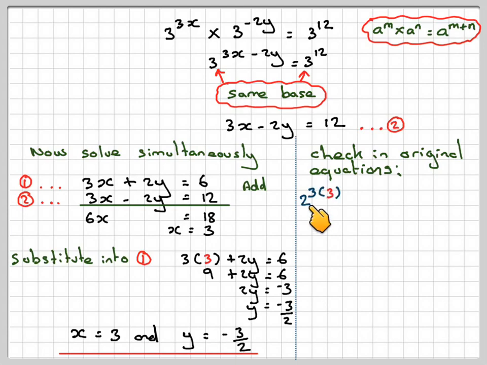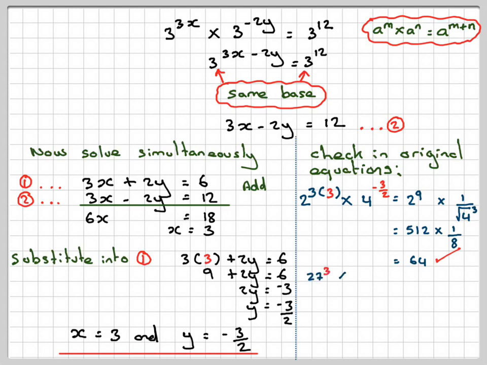So we're going to have 2 to the 3 times 3 times 4 to the minus 3 over 2. So this becomes 2 to the 9. The minus means this is 1 over. The 2 will mean take the square root of 4 and then cube it. 2 to the 9 is 512. Square root of 4 is 2. 2 cubed is 8. So this becomes times 1/8. 512 times 1/8 gives me 64, which is what was on the right-hand side of the first equation in the question.